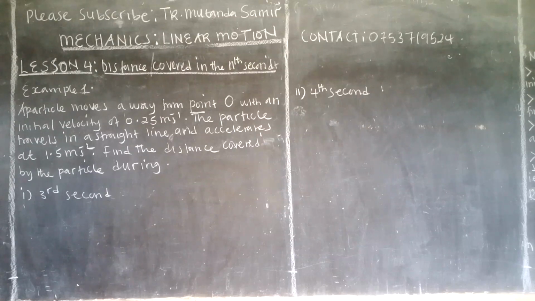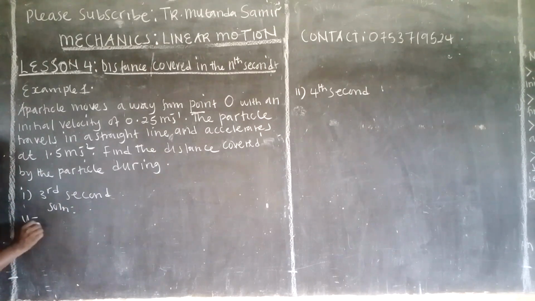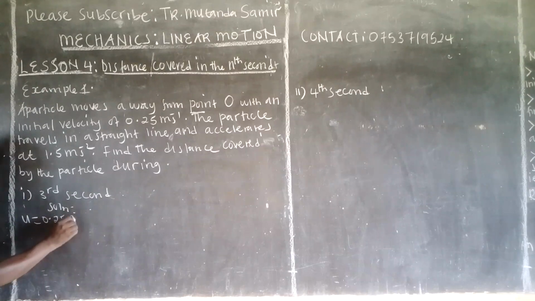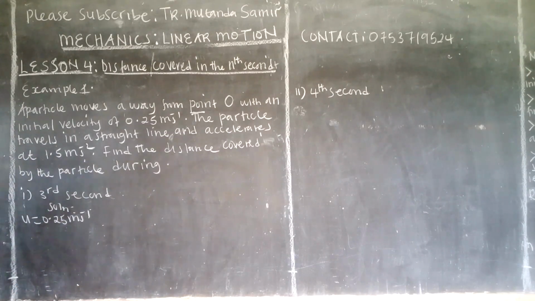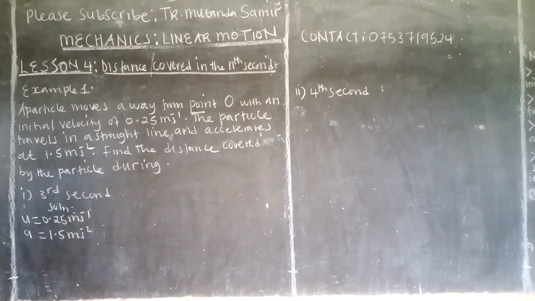A particle moves away from point O with an initial velocity of 0.25 meters per second. So as per this, I will say solution. Initial velocity U is 0.25 meters per second. The particle travels in a straight line and accelerates at 1.5 meters per second squared. So the acceleration of the particle is 1.5 meters per second squared. Please, the SI units, you must pay attention to them.